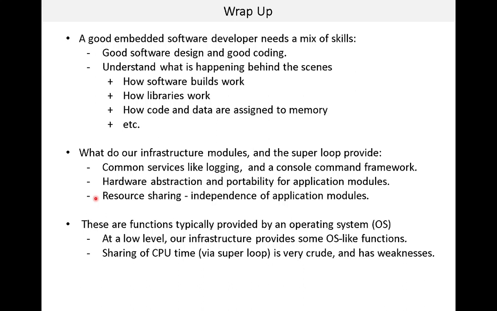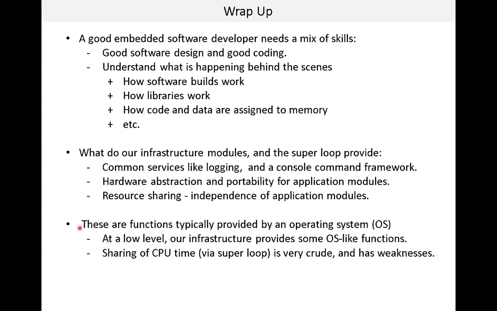Finally, and perhaps most importantly, our infrastructure provides resource sharing in a way that allows independence between application modules. For example, in this course, we had two application modules, Blinky and GPS. Both of these modules used timers, both used CPU, obviously. They both make use of the console, but they were developed and operate independently of each other. And that is desirable in a software system. It is basic software engineering.